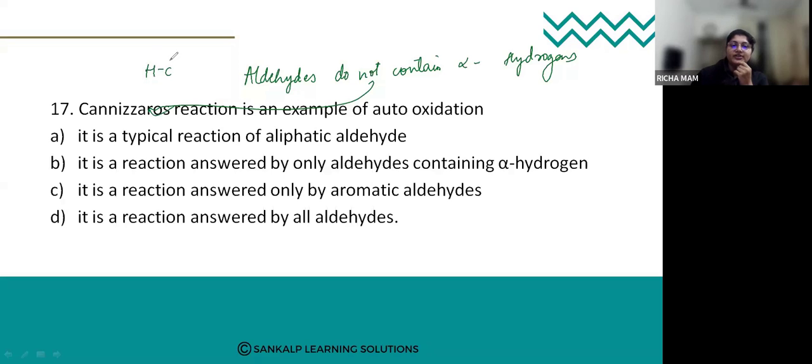We had taken formaldehyde, right? We had shown Cannizzaro reaction with formaldehyde, so there is no alpha hydrogen involved. The aldehydes which do not have alpha hydrogen will undergo the Cannizzaro reaction. Is it clear? They should not contain. The option they have given is aldehydes containing alpha hydrogen. No. Aldehyde should not contain alpha hydrogen, so those aldehydes will show the Cannizzaro reaction.